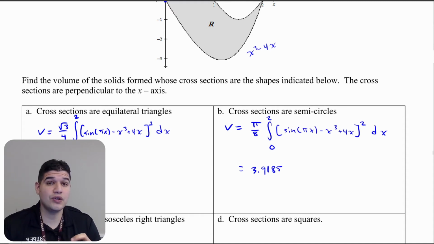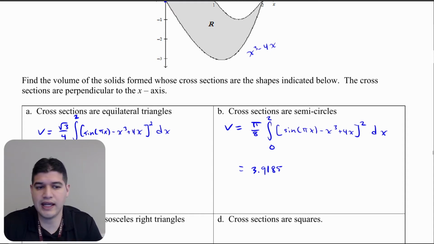So now I'm going to speed up the video. The next two questions, C and D, are going to be the exact same thing. Look up your formulas, get them down, and then write out what are the cross sections for isosceles right triangles and what is the volume of the cross sections that are squares. So I'll see you in a bit.